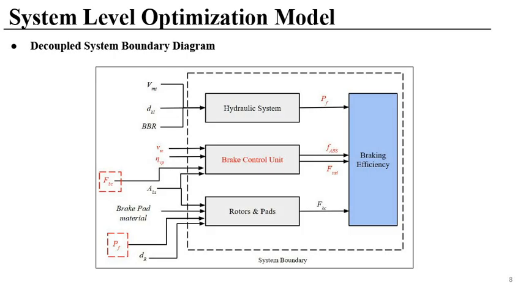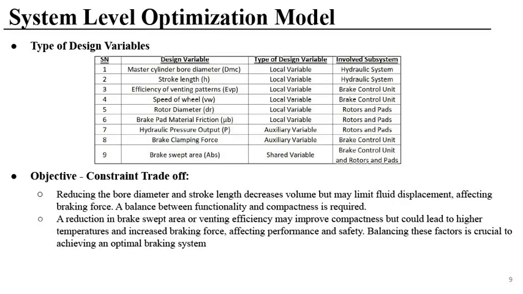The decoupled system boundary has been shown. The auxiliary variables PF and FPC have been taken as the input of subsystems 2 and 3, which were previously coupled into the system. The design variables considered as well as the type of design variable and the subsystem they fall under are tabulated in the slide. It should be noted that after the system level optimization, ABS is the only shared input variable for the second and third subsystem, and Y12 and Y23 are the auxiliary variables.